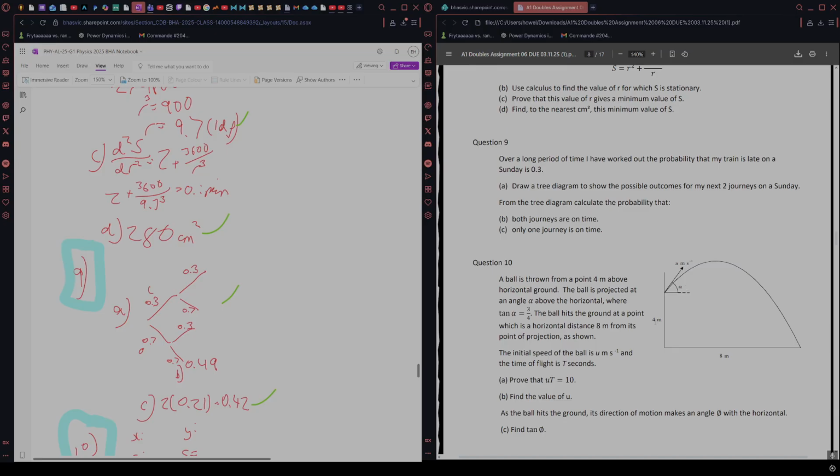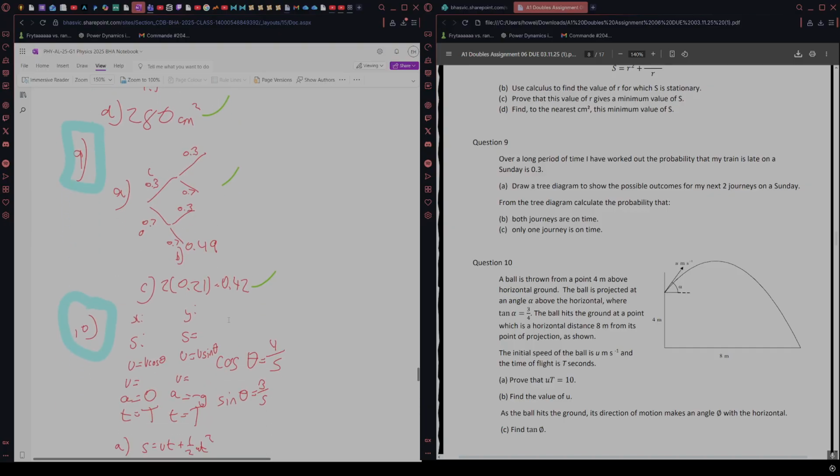Next, we've got some mechanics, we've got some projectile stuff. They like using trig ratios for some reason, which is annoying. But from these trig ratios, we know that the hypotenuse will be 5 because it's a Pythagorean triple, and we can find cos alpha and sine alpha, which is useful because we need to find the different components of the velocity.